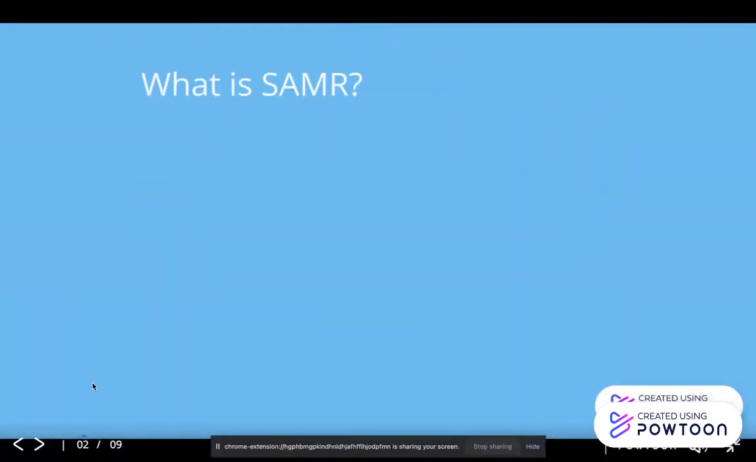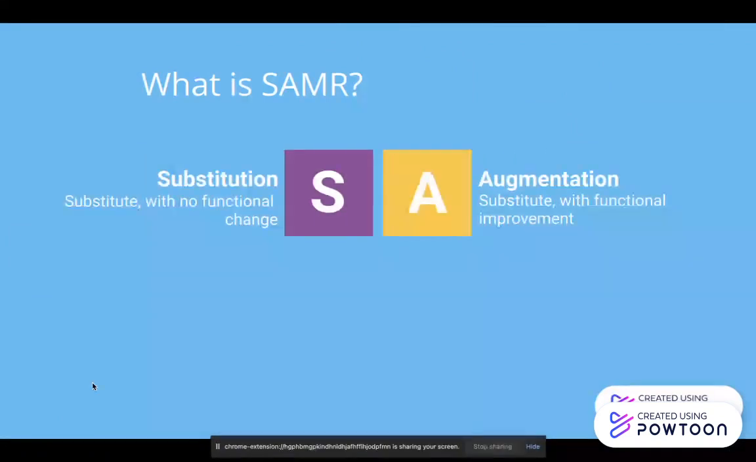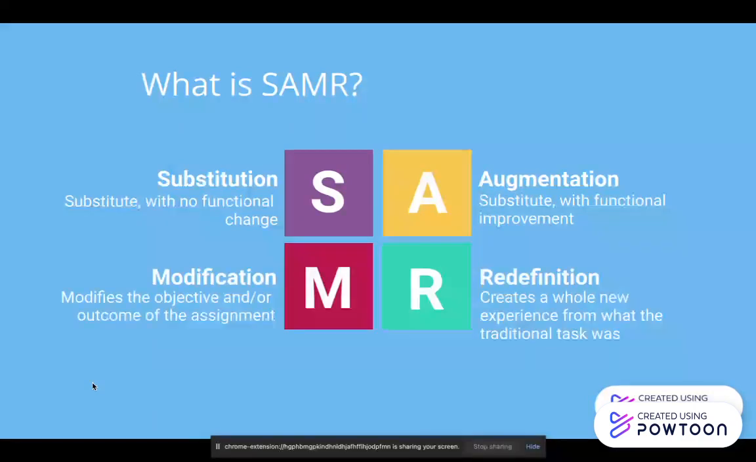First things first, let's learn about what SAMR is. As stated by PowerSchool, the SAMR model is a framework created by Dr. Ruben Fuentedora that categorizes 4 different degrees of classroom technology integration.